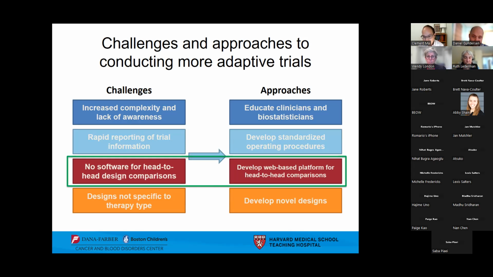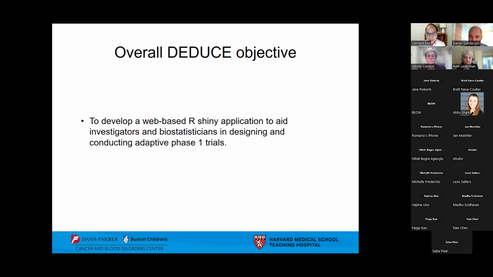So to that end, we have developed a web-based platform to allow these comparisons and help inform trial design decisions by investigators. Along with Dr. London, we have developed the DEDUCE app. This is a web-based R-Shiny application that helps investigators and biostatisticians in designing and conducting adaptive phase 1 trials.